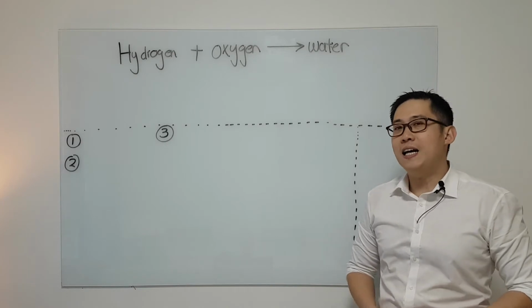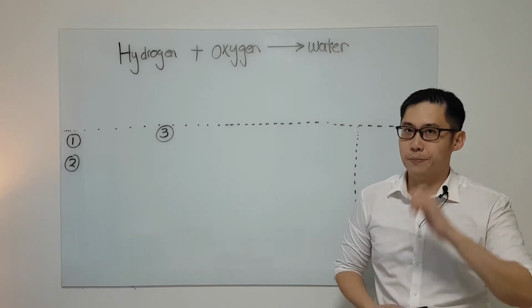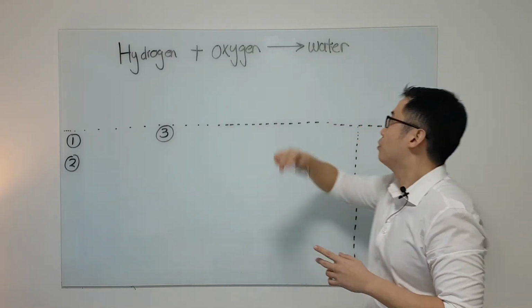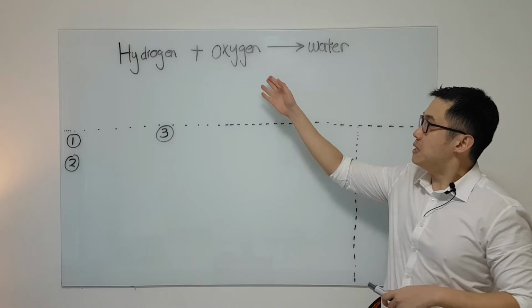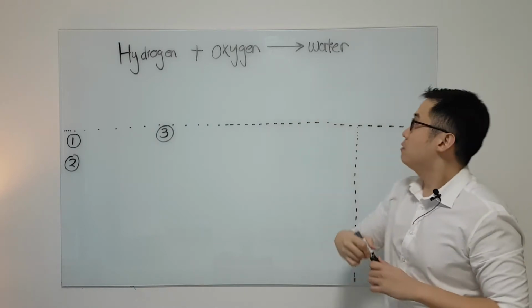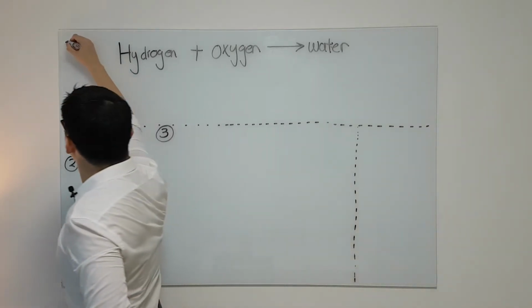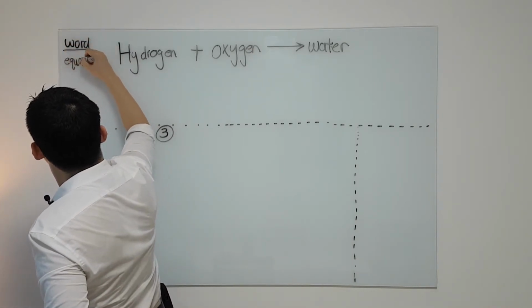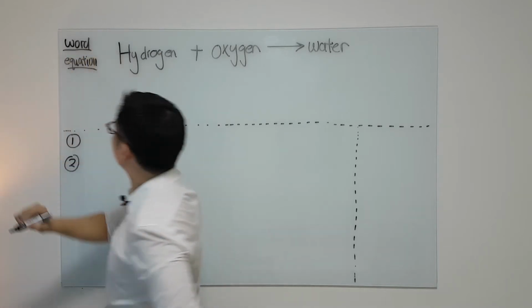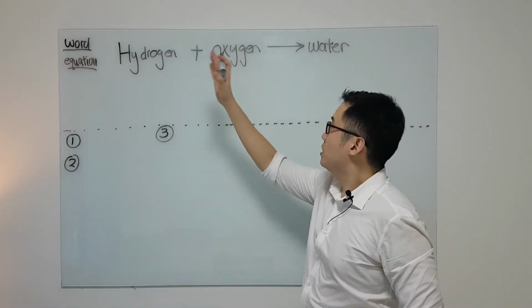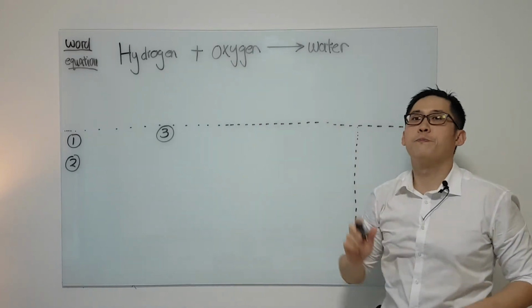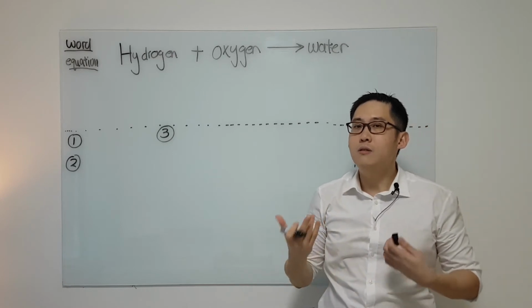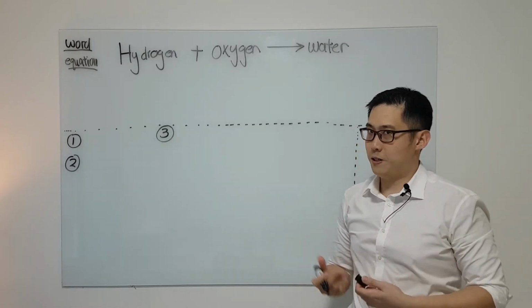Now, students, let us begin with a very simple example. Hydrogen plus oxygen gives you water. As you can see here, this is a very simple word equation. In this word equation, you are shown the reactants and the products. However, it doesn't tell you the relative amounts, nor does it tell you the physical state.